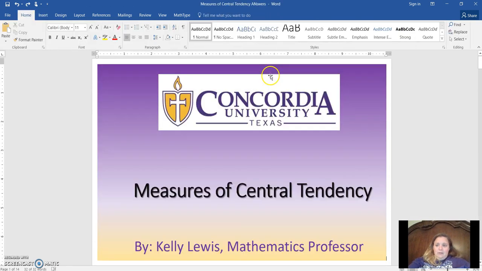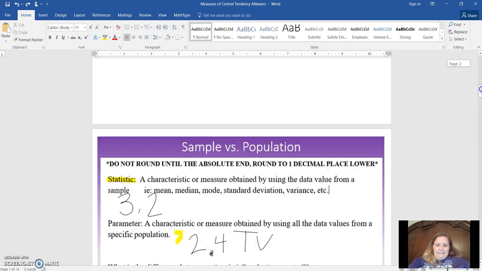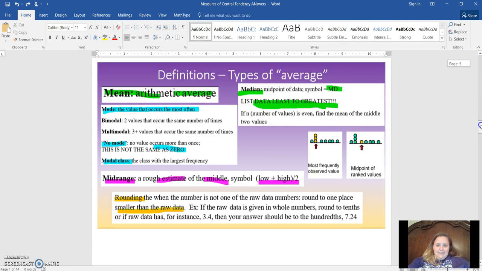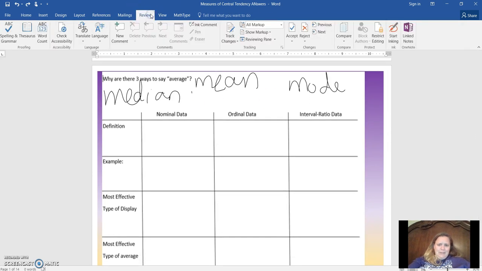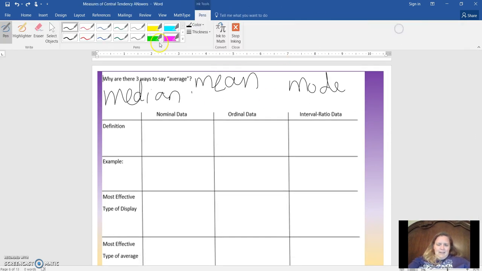Oh, it's not what I wanted. Sorry. We'll stick to my writing, but I write so big. All right, so 3 ways to say average because it depends on the type of data.